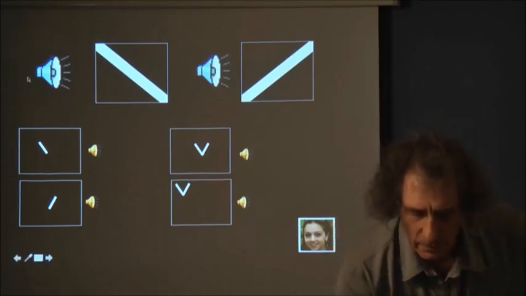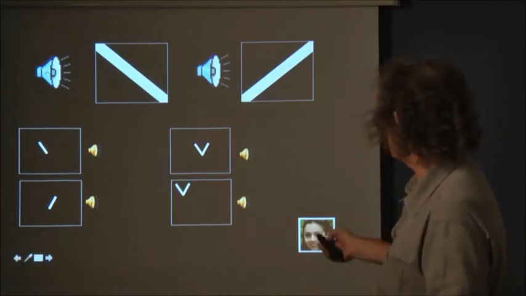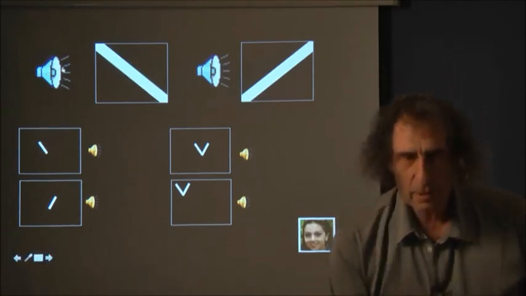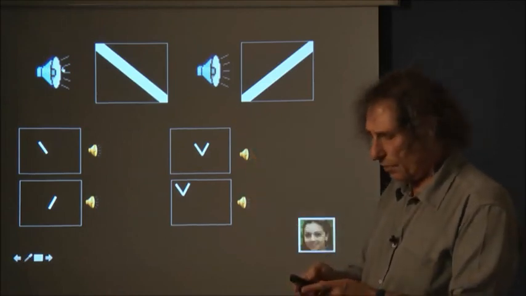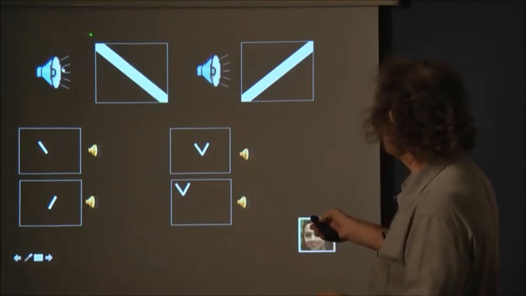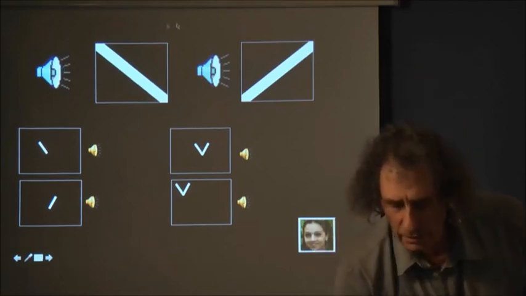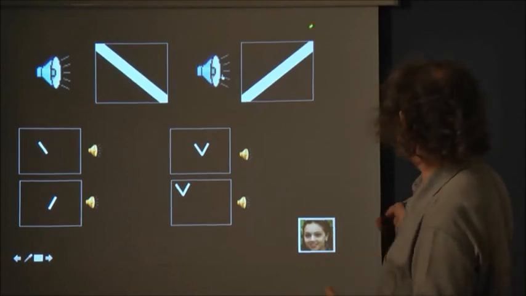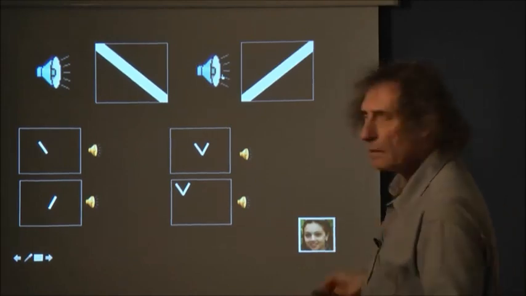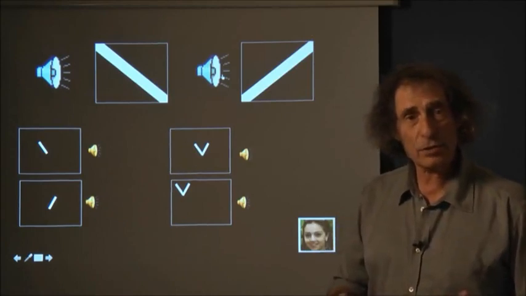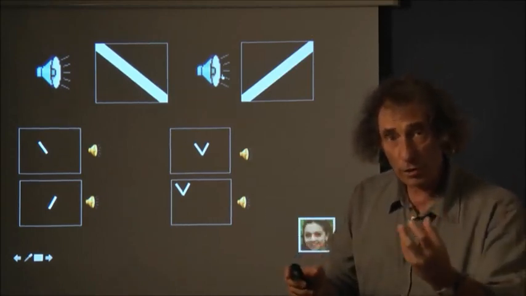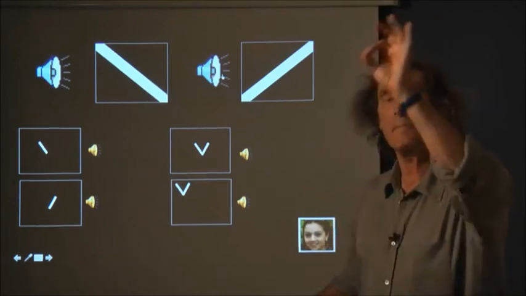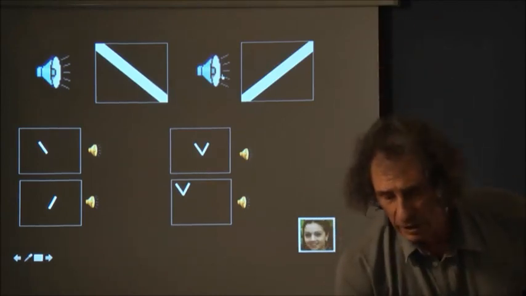Just for an example, this line has this sound. You can associate this particular sound with it. Another line, another direction, another orientation, has a different sound. So very fast, the blind person learns that a particular angle is associated with a particular sound, or a combination of them.